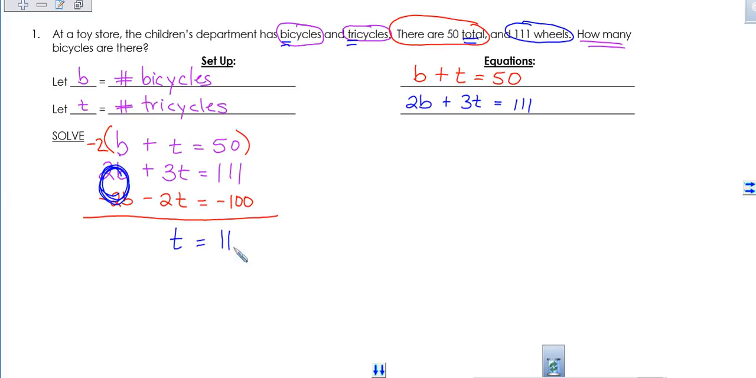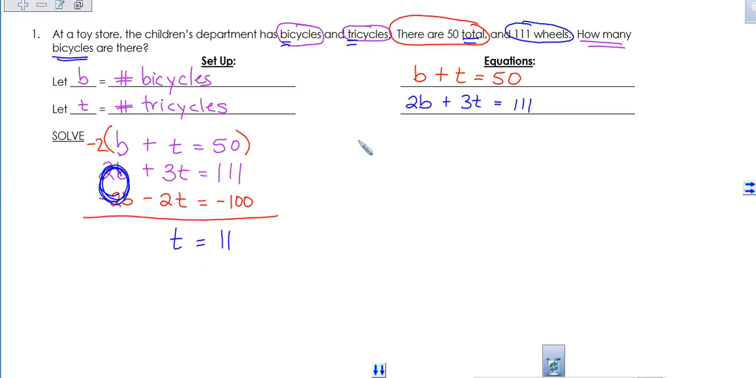So t equals 11. And then what does that really mean? Well, it means that the number of tricycles is 11. Okay, and see how if I used X and Y, it might not tell me exactly how much it is, but by using the letter T, you know exactly it's talking about tricycles, and there's 11 tricycles. Okay, but the question asks, how many bicycles are there? So this isn't our answer. We need to go back and plug in and see if we can find that.